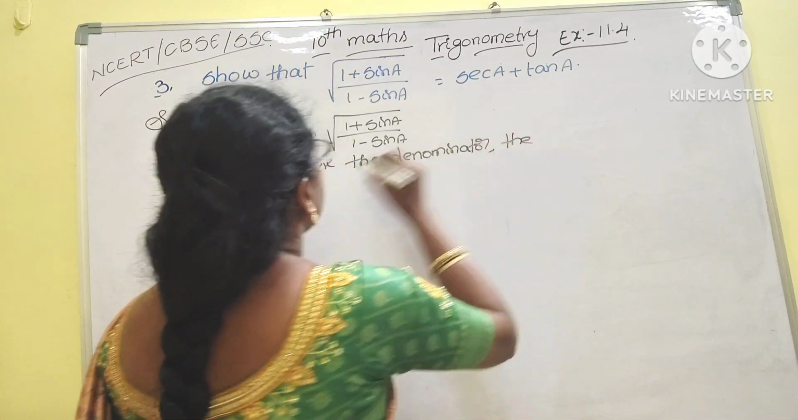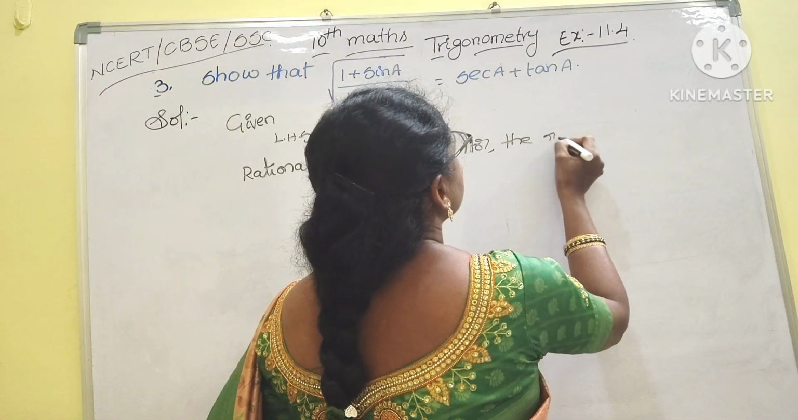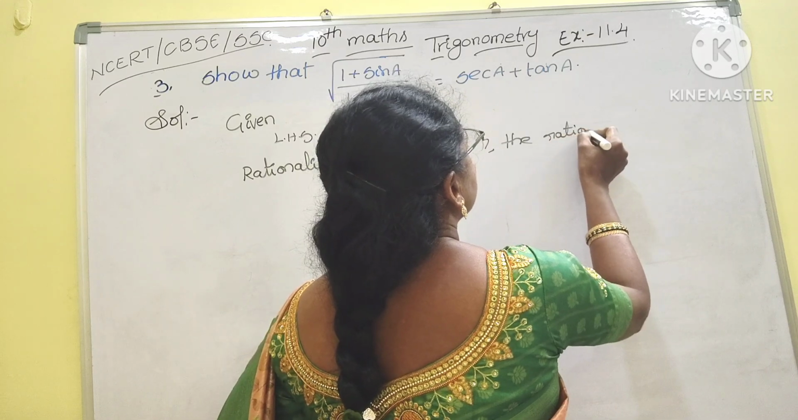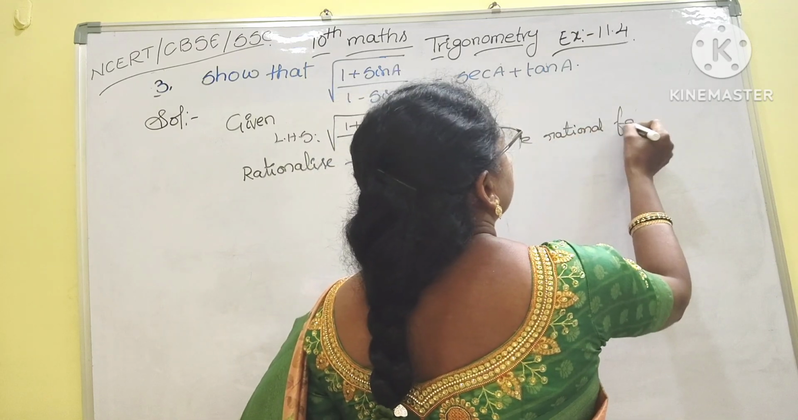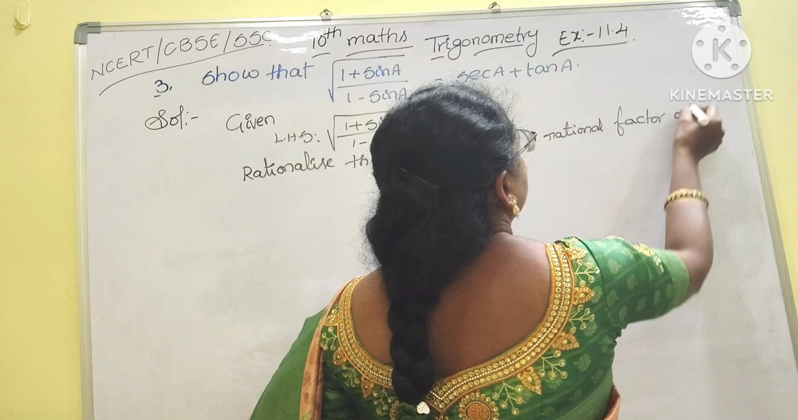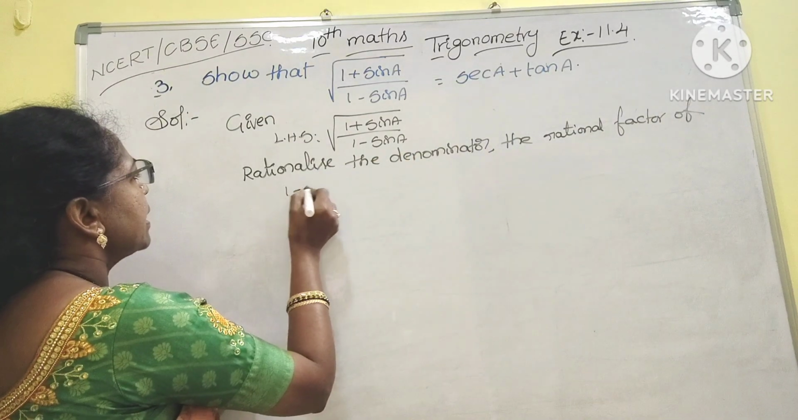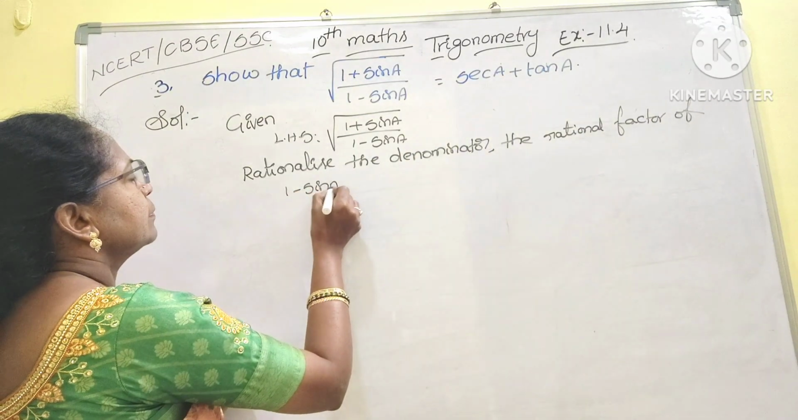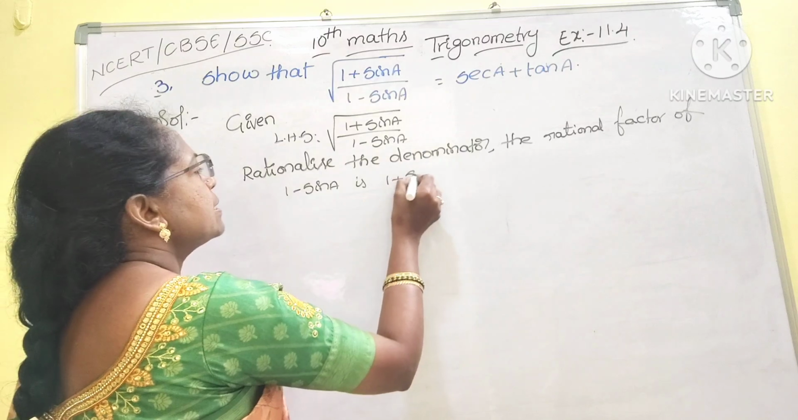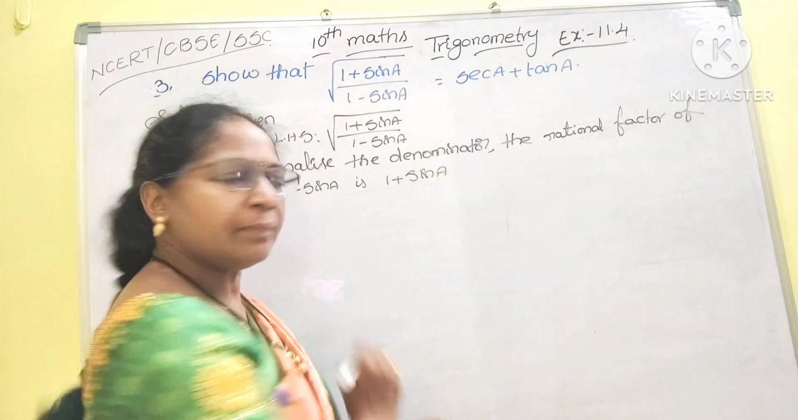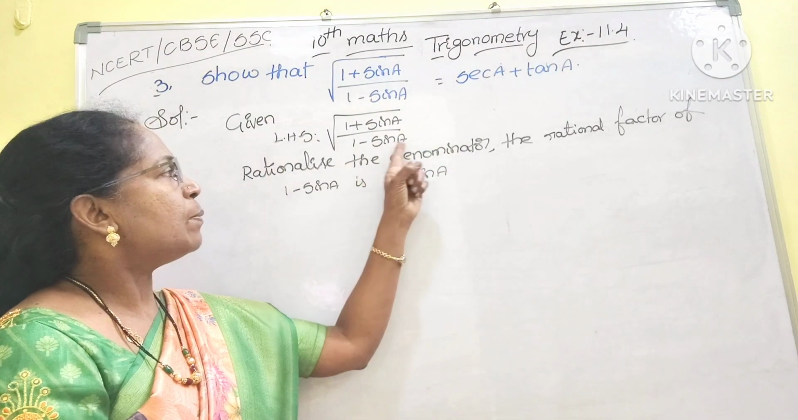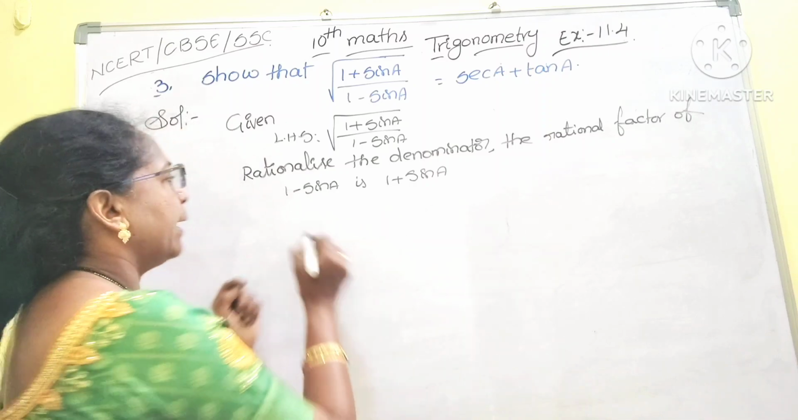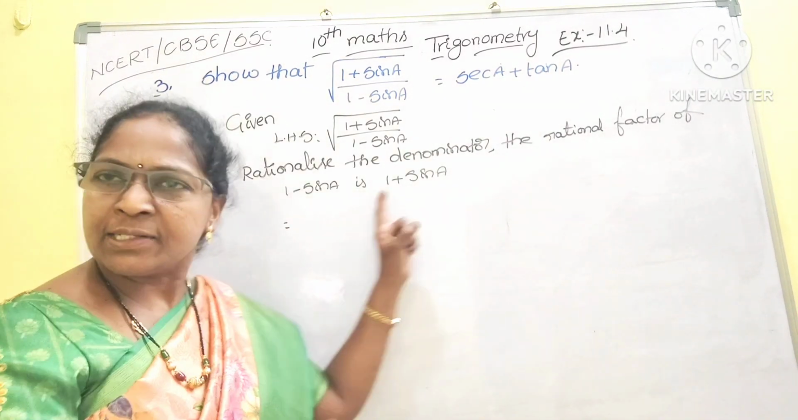The rational factor of one minus sin A is one plus sin A. The rational factor of 1 minus sin A is 1 plus sin A. Now here you have to rationalize that one.